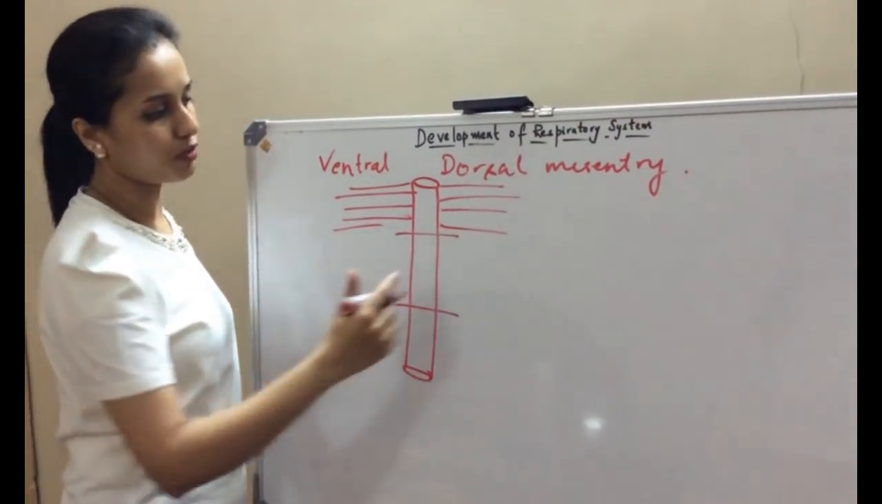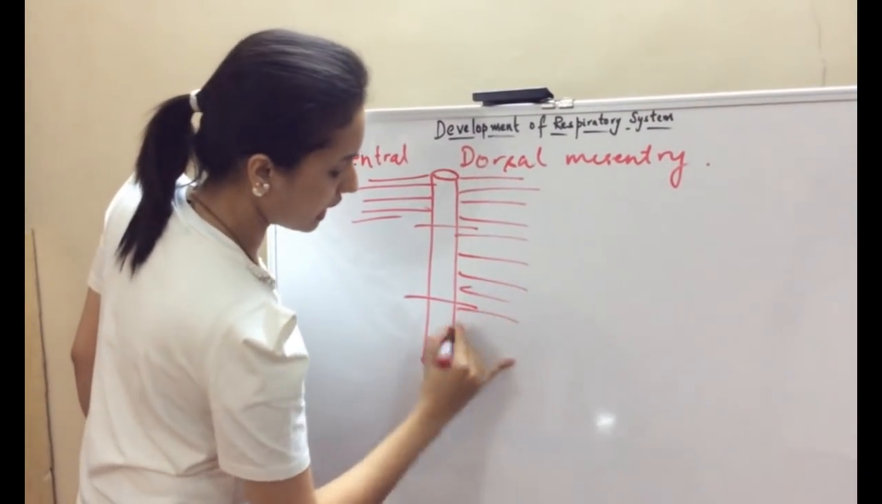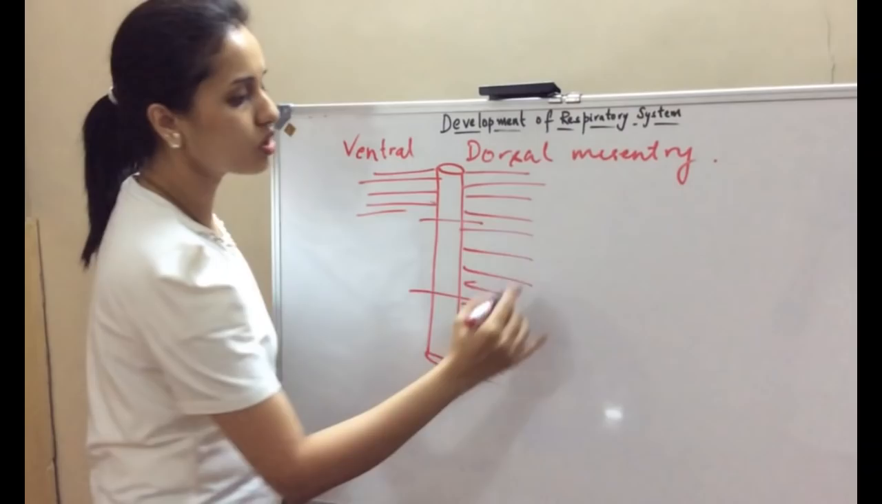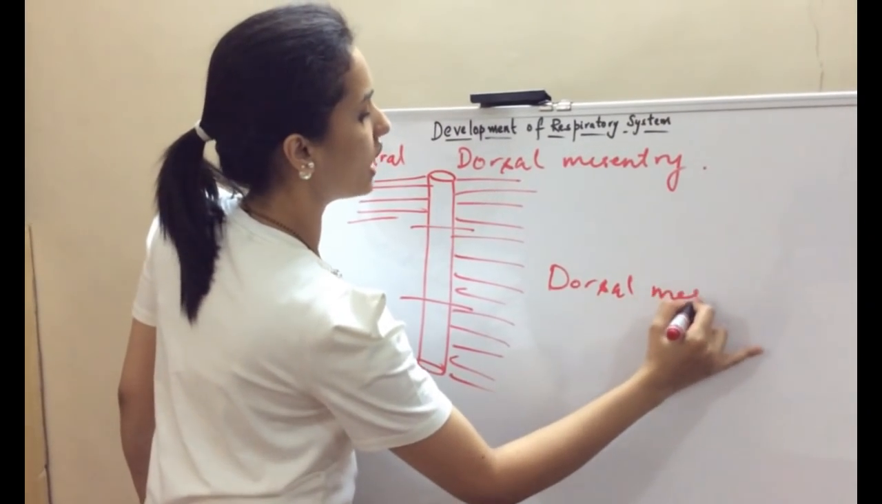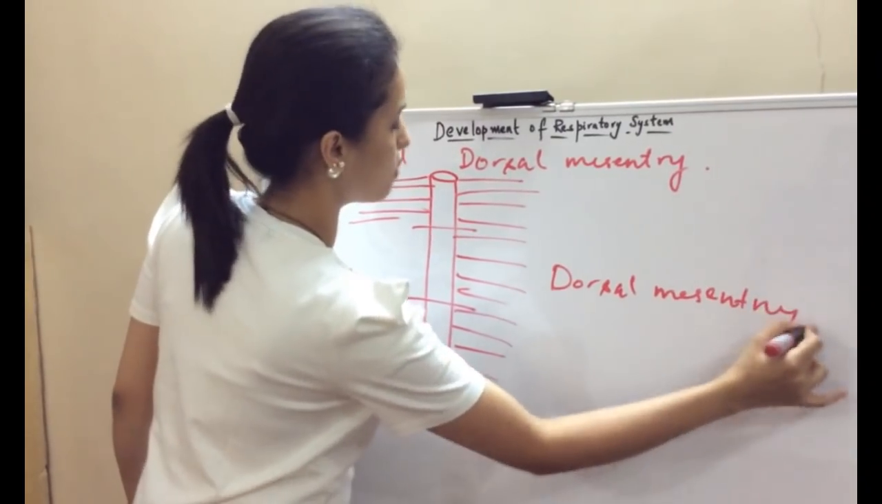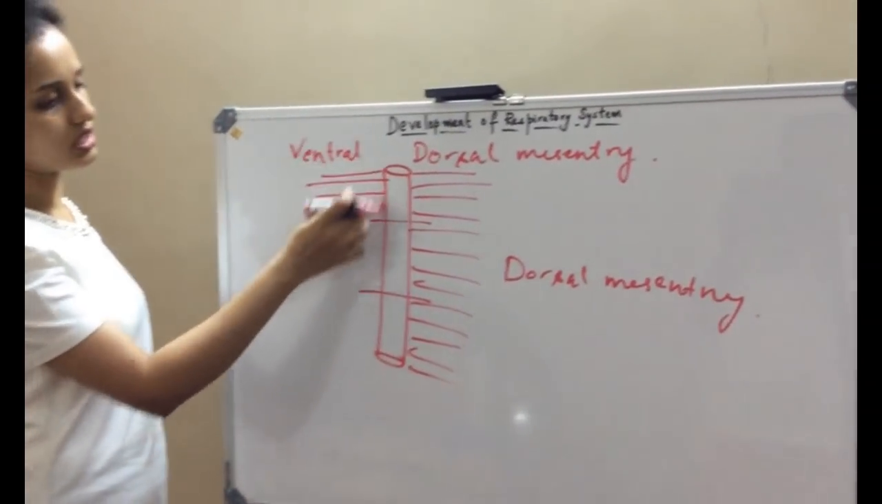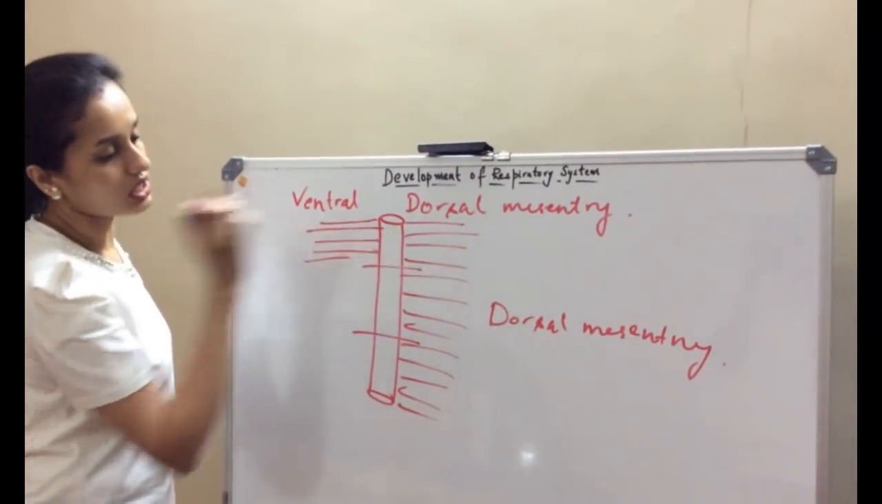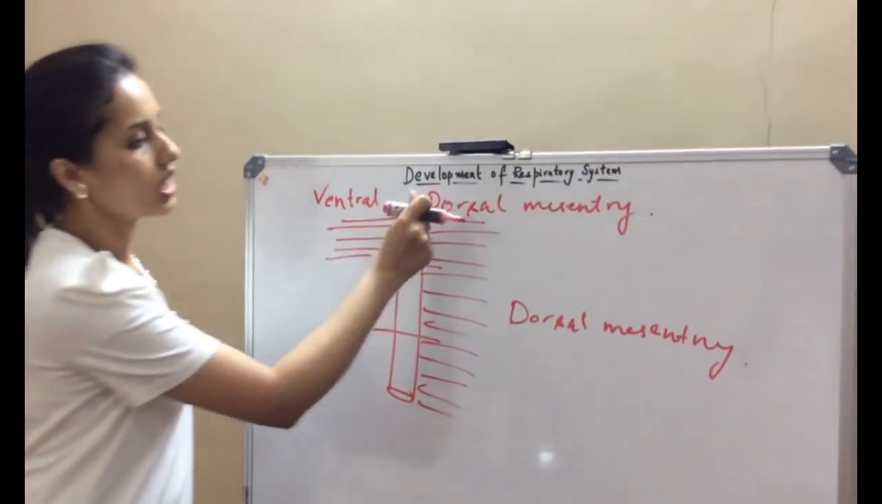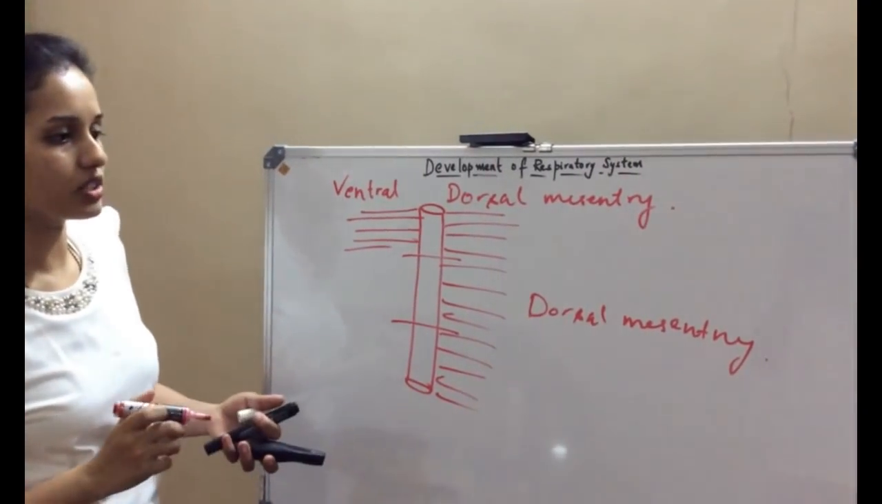Mesentery is the layer of mesenchyme. So when you see midgut and hindgut, they are also supported dorsally by dorsal mesentery, but they don't have mesentery on the ventral aspect. So ventral mesentery is only seen at the foregut area. The foregut area, which is giving rise to the esophagus, is also supported by a mesentery called the dorsal mesentery.